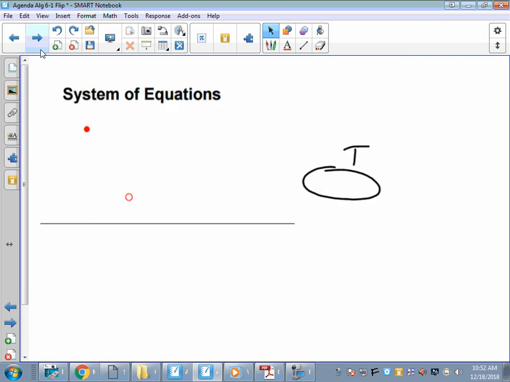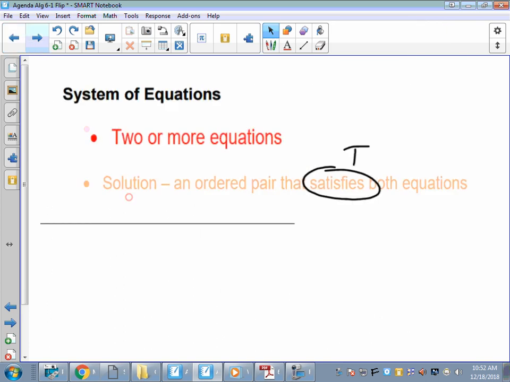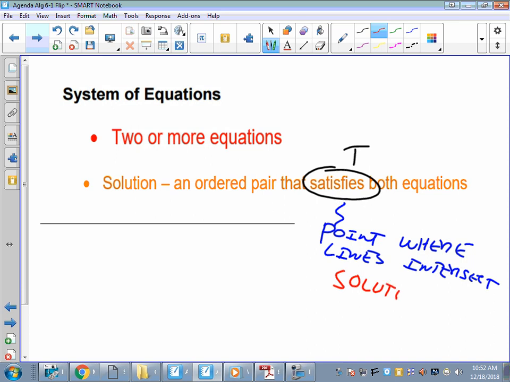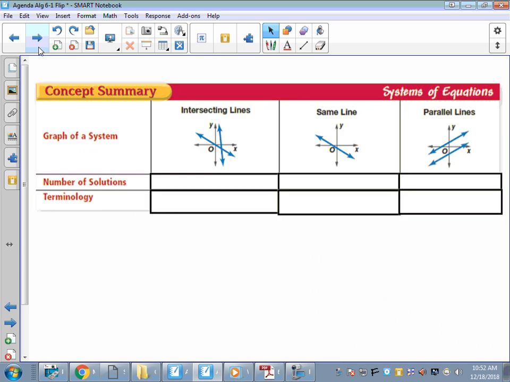So going back to what we said here, 2 or more equations, and the solution is the ordered pair that satisfies both equations. Basically, this is the point where the lines intersect. Points where the lines intersect. And so our solution in that last example was 0, 4.